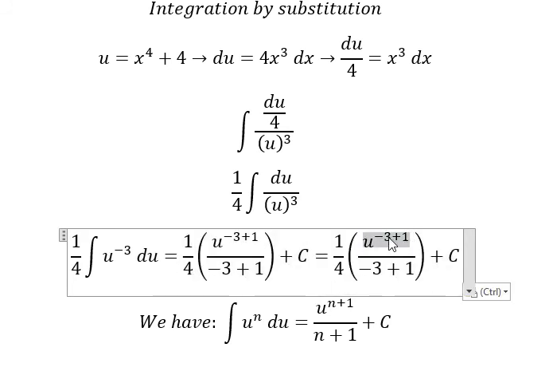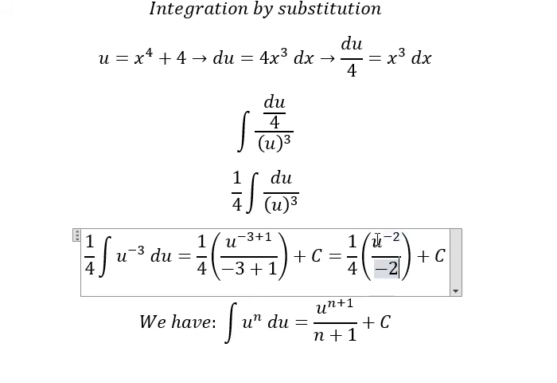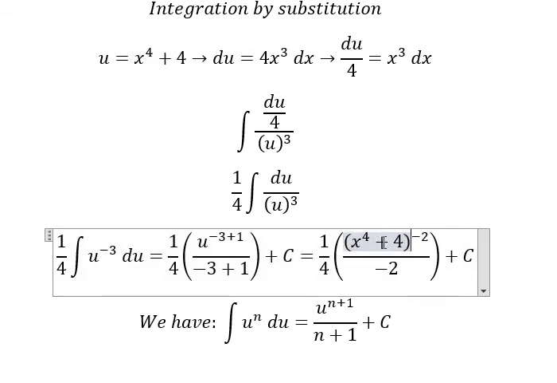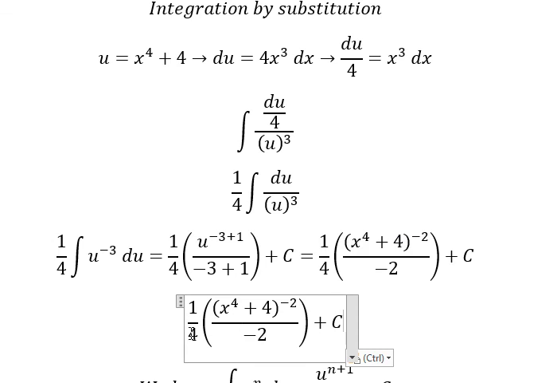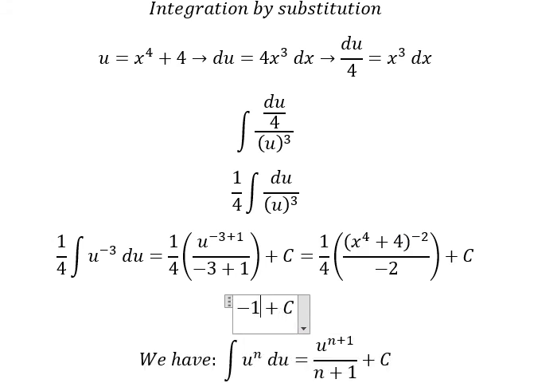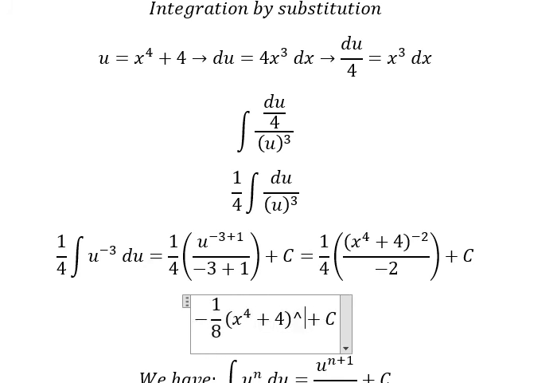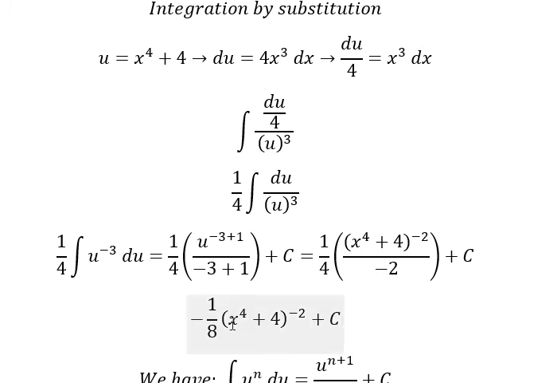This one we have negative number 2. This one we have negative number 2, about u, that's it. Now, we need to simplify number 4 and negative number 2. We have negative 1 over 8, and we have s to the power of 4 plus 4 to the power of negative number 2. And this is the final answer.